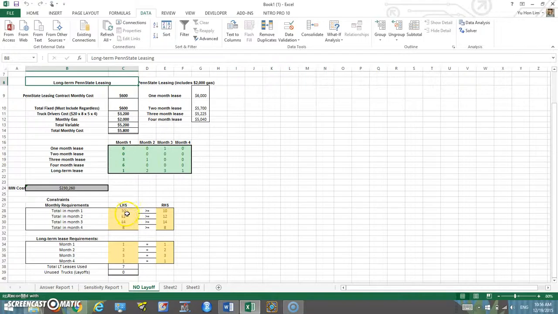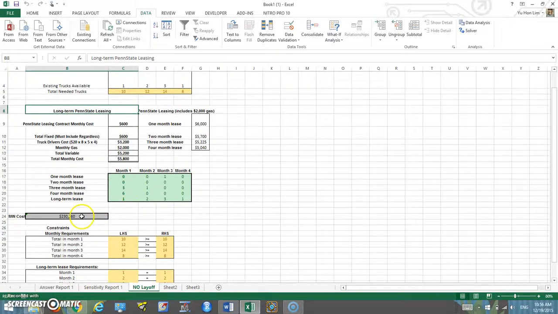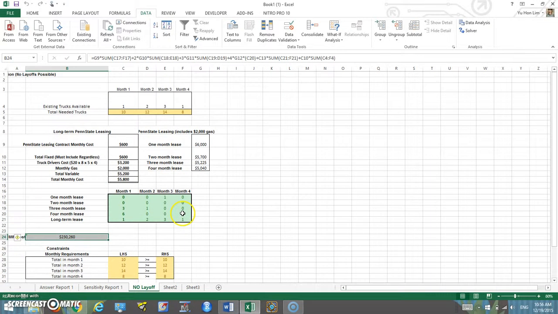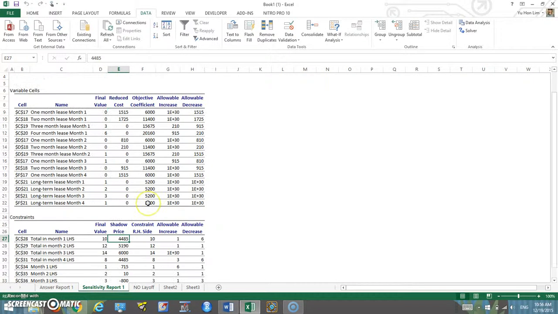For month one, there will be a total of 10 trucks, and we make sure it is the minimum cost. How do we make sure about that? Let's see the sensitivity report. And here it is. What we would like to look at is the reduced cost and the shadow price.